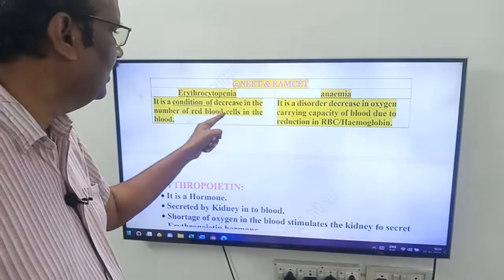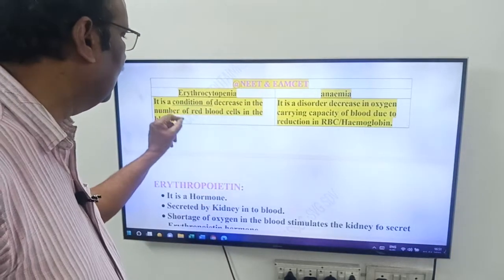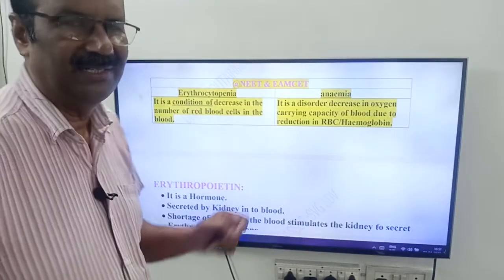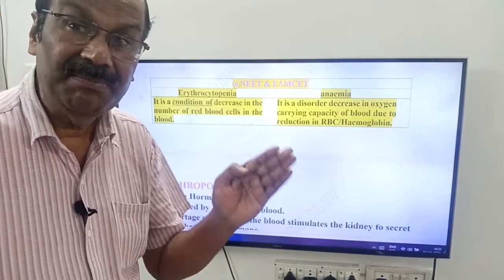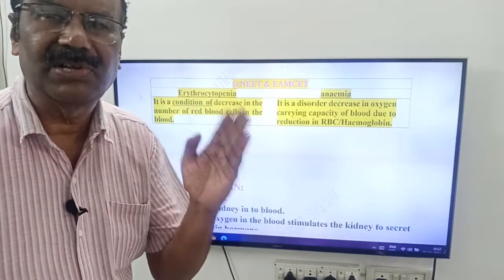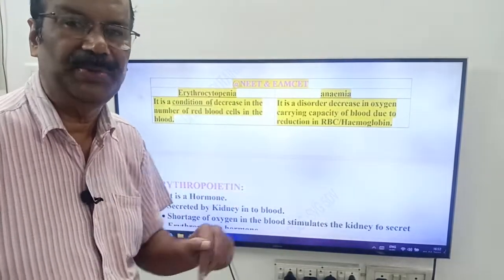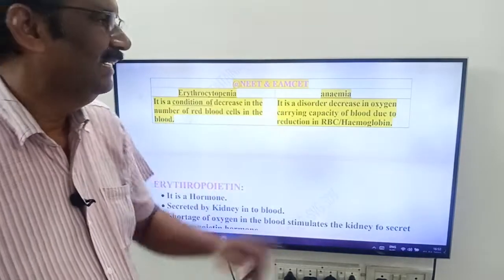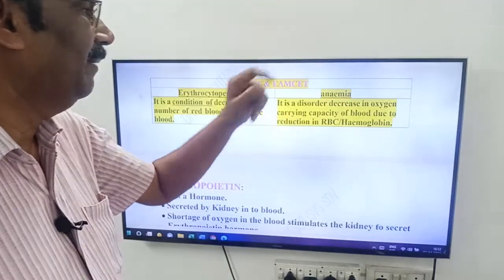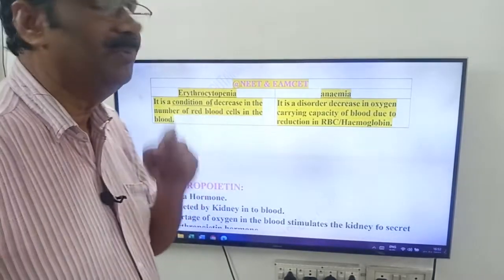Erythrocytopenia is a condition of decrease in the number of red blood cells in the blood. If the number of red blood cells or erythrocytes decreases, it is erythrocytopenia. Anemia is a disorder, a decrease in the oxygen carrying capacity of blood due to reduction of RBC or due to reduction of hemoglobin.